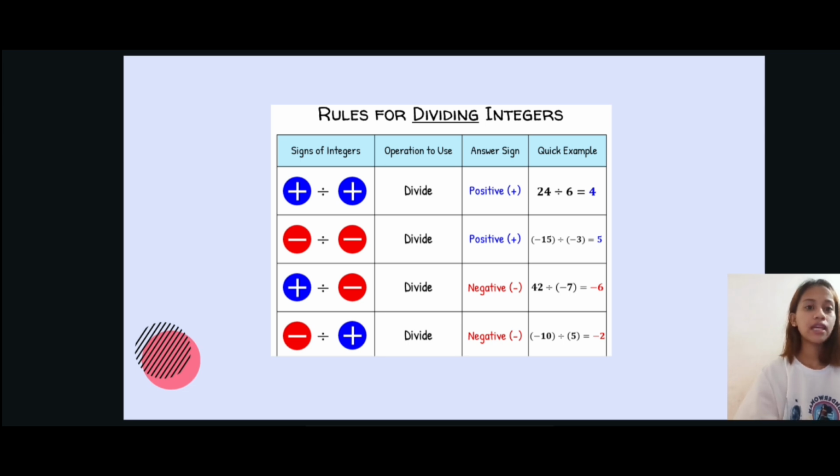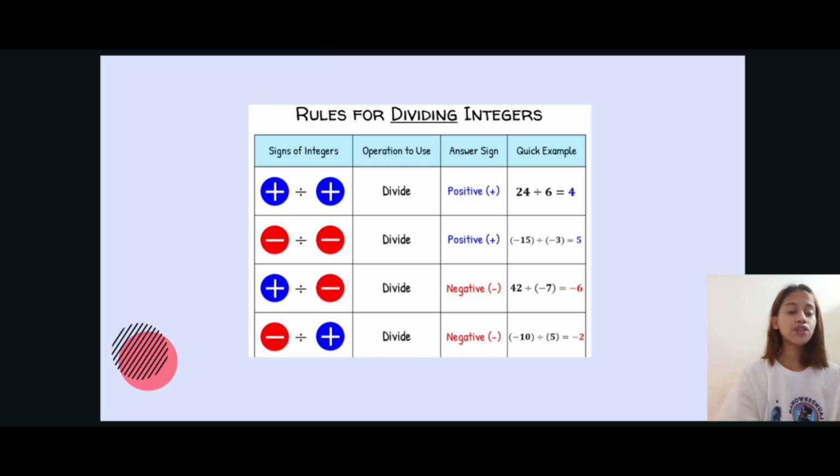So when the sign of integers are both negative in division, the answer would be positive. So negative 15 divided by negative 3 equals positive 5.